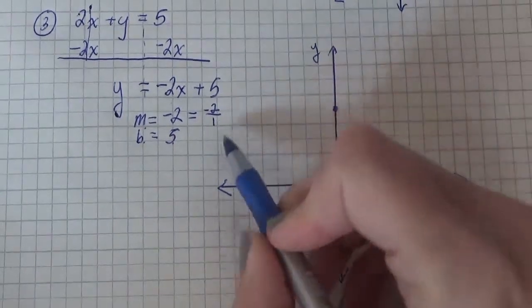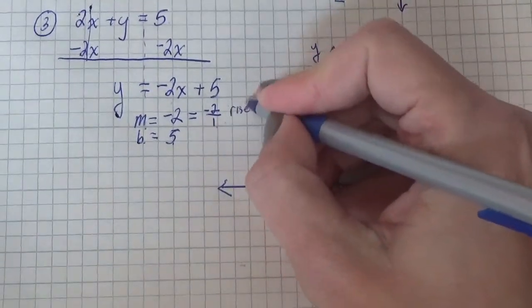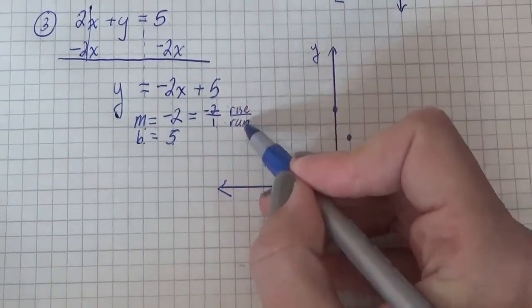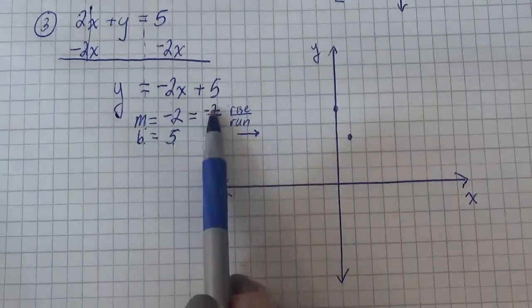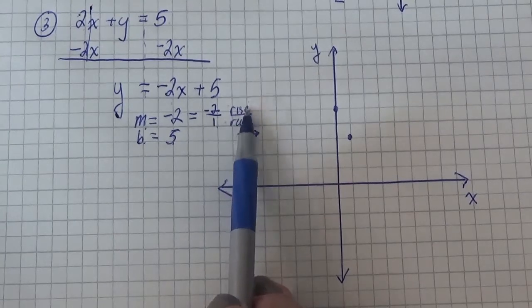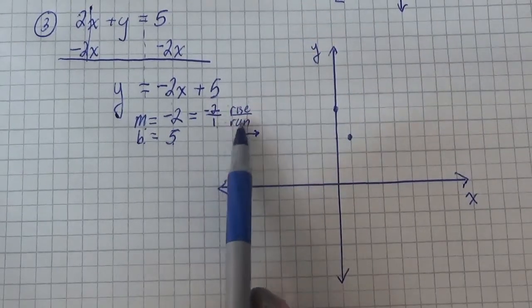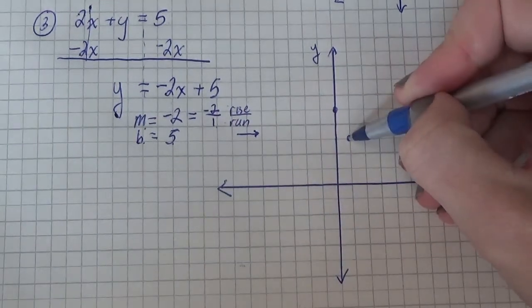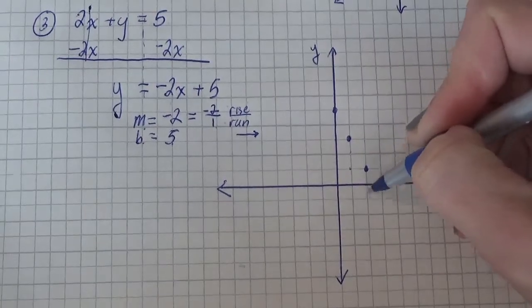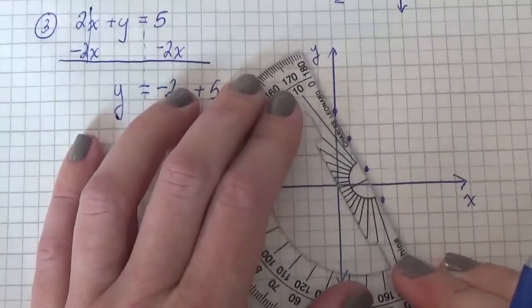And guys, you should always be running. Remember, this is rise over run. You always run to the right. This negative number is really for the rise. So if it's a positive, you're going up. If it's a negative, you're going down, but you're always running to the right. Okay? So here I am, down 2 over 1. Down 2 over 1. And here would be my line.